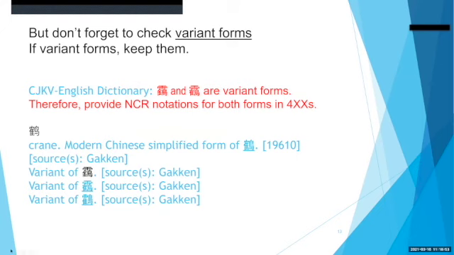There's one more thing we need to do in this record case. We need to check variant forms. Hideki Sensei verified that these two characters are variant forms according to the CJKV English Dictionary. Checking variant forms is an important task when we review records, because if variant, we keep them in the record.